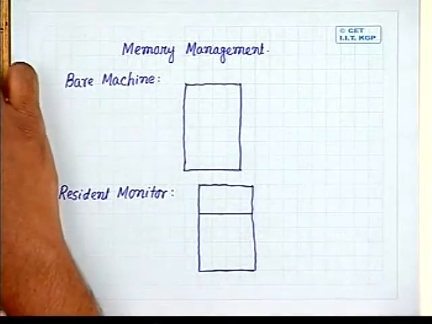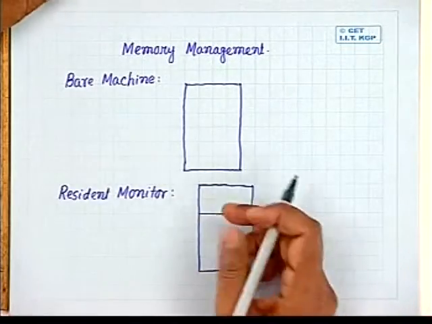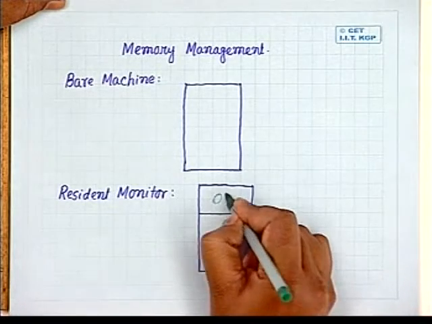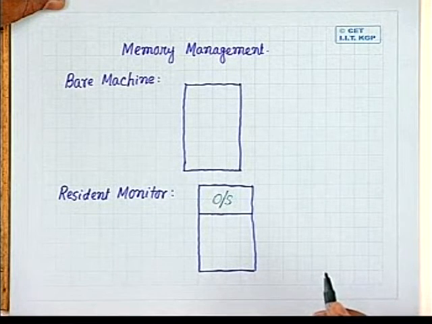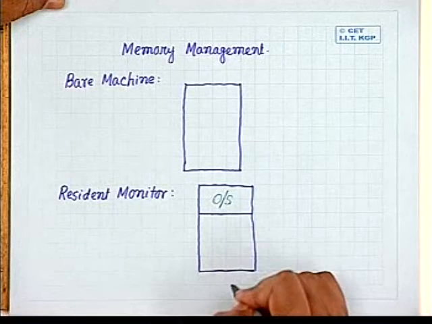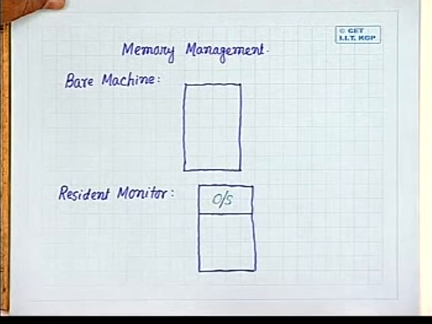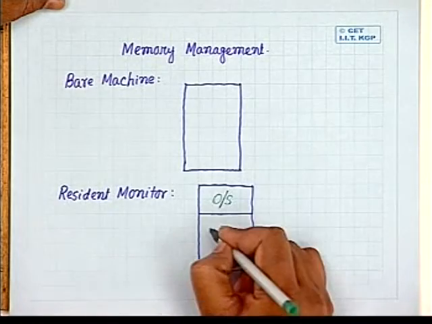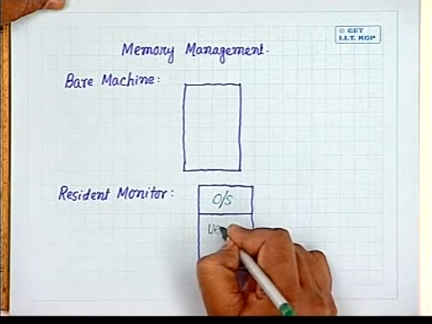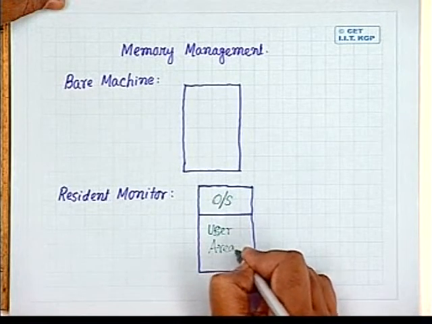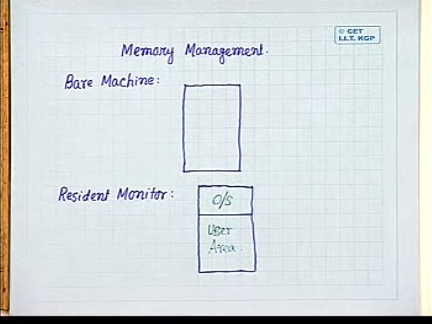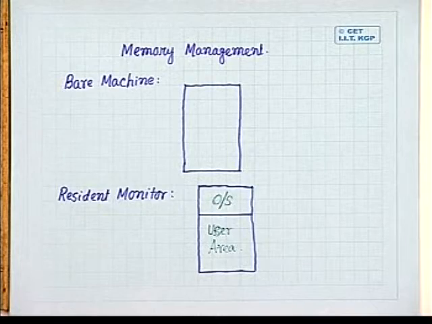One part of the memory is always used by the operating system, or the monitor part of the operating system, and this portion of the memory is never available to the user program. The remaining part of the memory is given to the user for loading the user's program as well as the user's data. This part of the memory we can call the user area. So in the case of a resident monitor, we have two partitions in the memory: one occupied by the monitor part of the operating system, and the other given to the users.